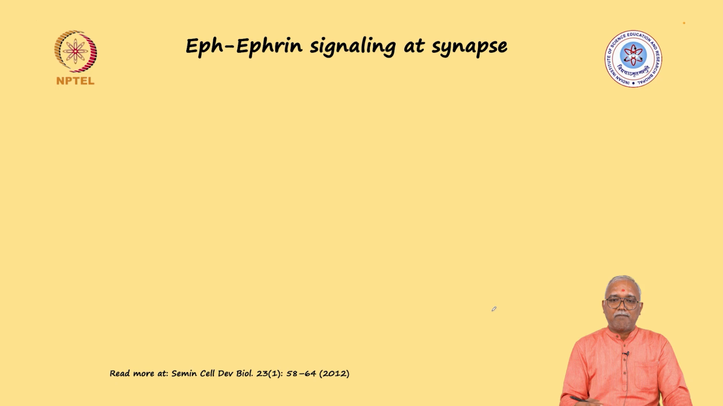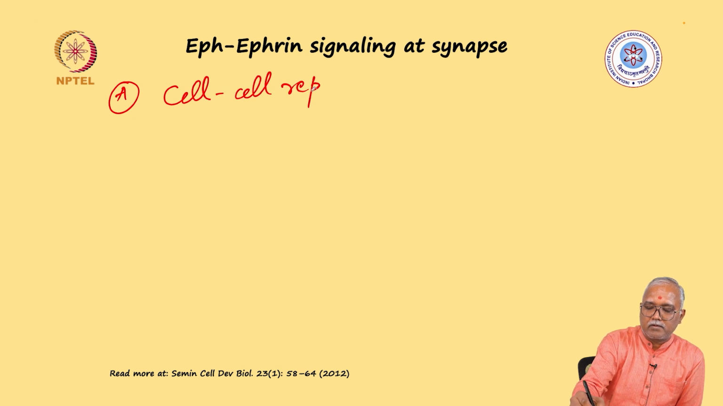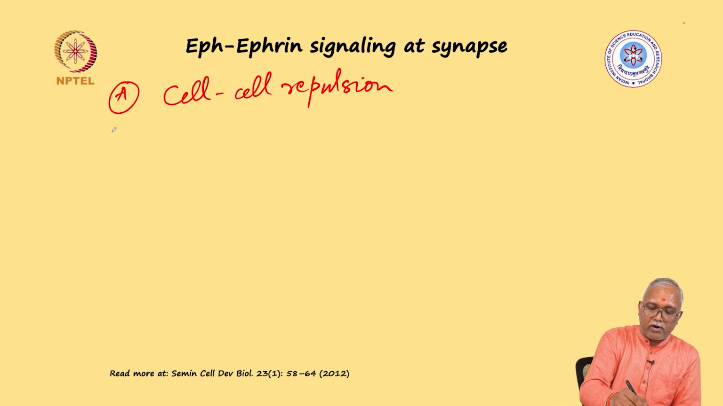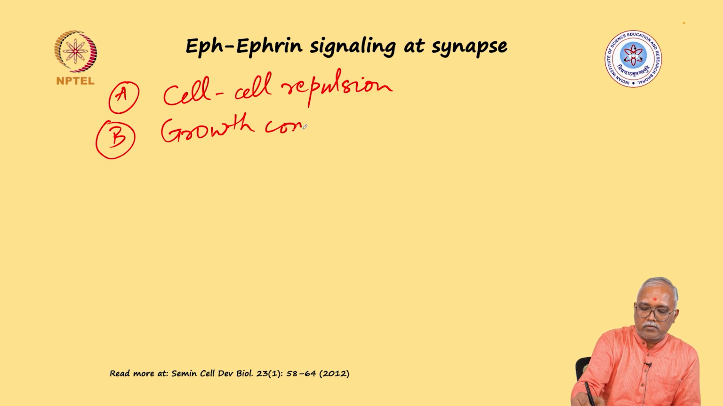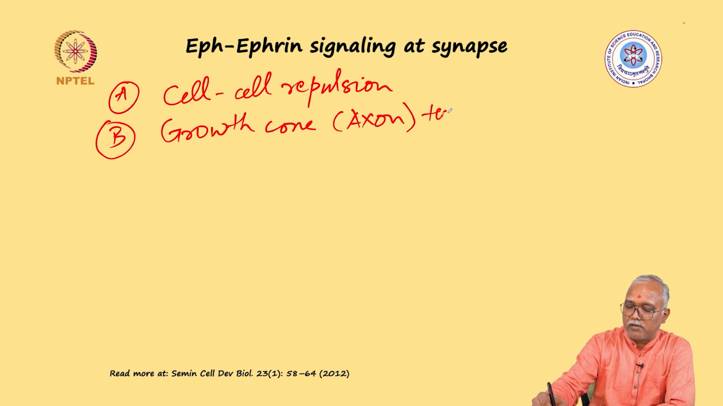So basically you will have multiple different ways by which synapses are affected by the Eph-Ephrin signaling. One thing is very simple: you can have cell-cell repulsion. Different cell types which are present in the central nervous system will be restricted into different domains because of cell-cell repulsion. We have already seen how growth cone axons are trying to find the right zone where they can terminate.